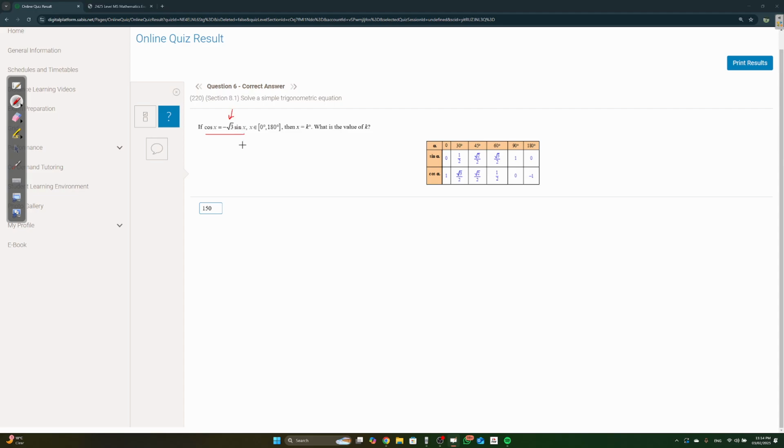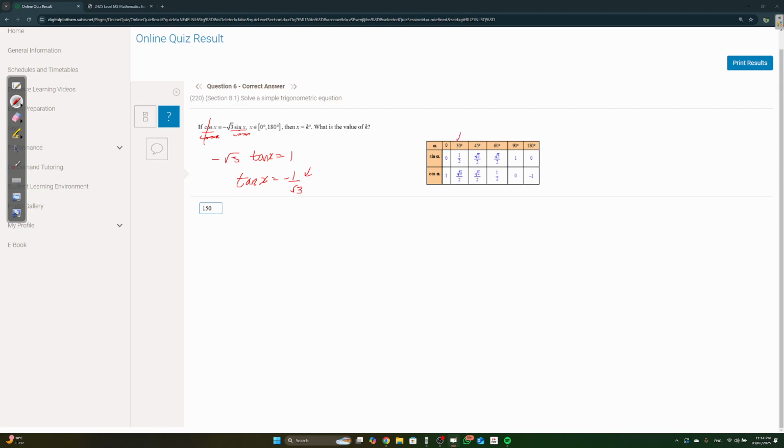Cosine x is equal to negative root 3 sine x, okay? You want to solve this, the first thing I personally did was divide by cosine x on both sides, okay? So divide by cosine x over cosine x. This cancels, you're going to get negative root 3 tan x is equal to 1. Right? Divide now by negative root 3 on both sides. You can get tan x is equal to negative 1 over root 3. What is tan? We said tan is sine over cosine. So what over what will get me 1 over root 3?